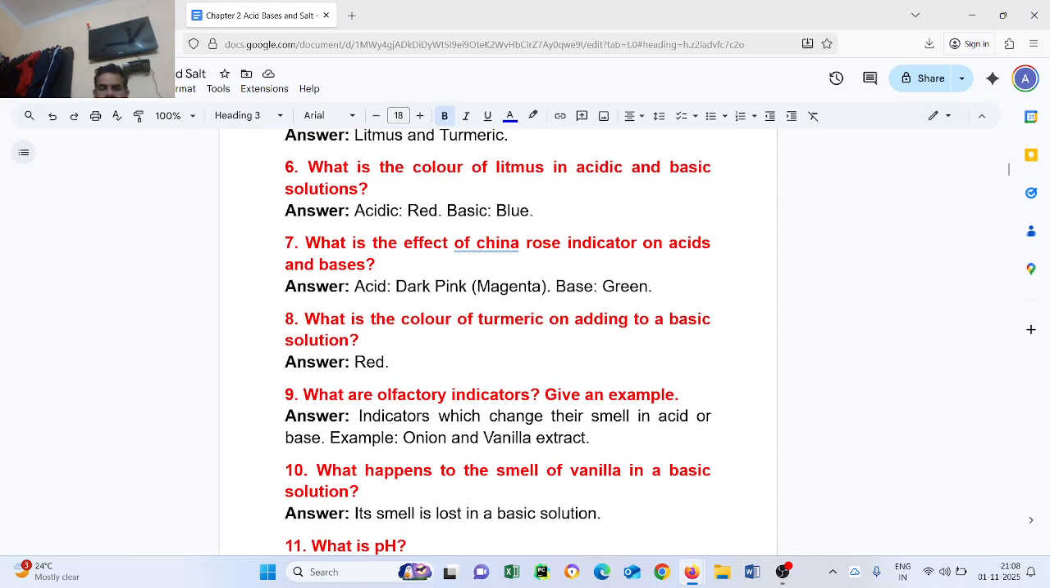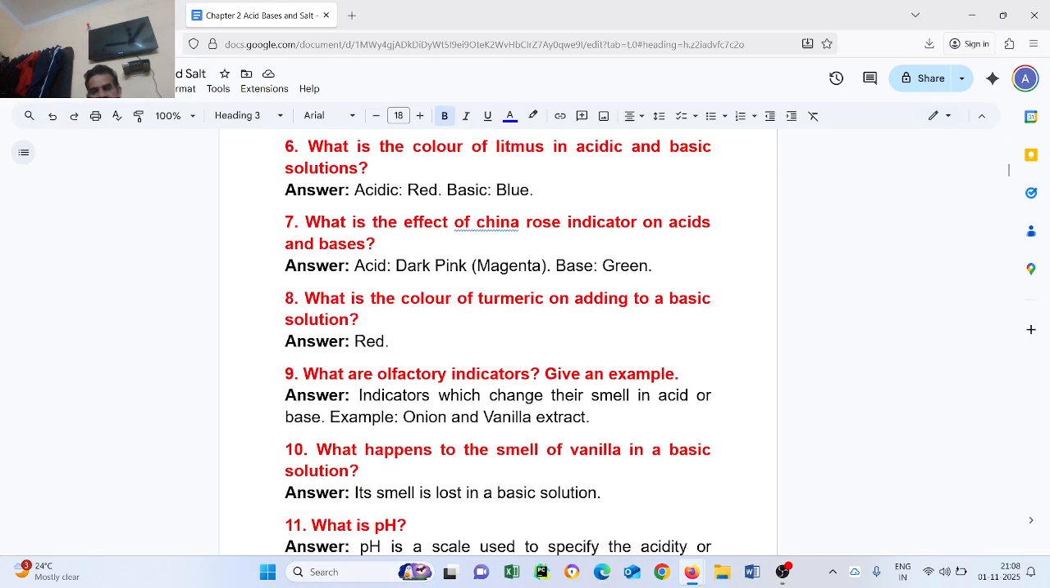Question number 10. What happens to the smell of vanilla in its basic solution? Its smell is lost in basic solution.